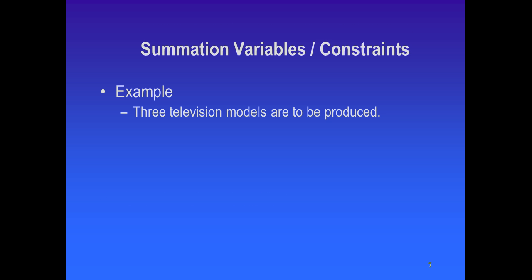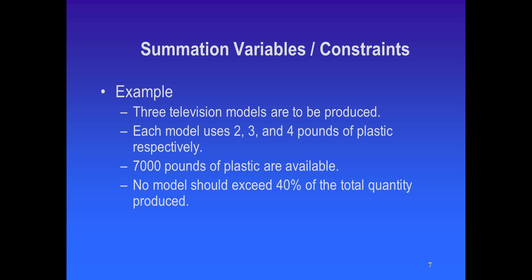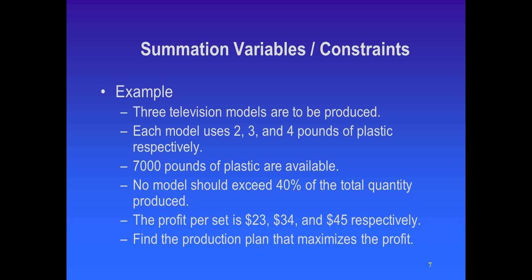Okay, so let's take a look at an example. We're making 3 television models. Each model uses 2, 3, and 4 pounds of plastic, respectively. We have 7,000 pounds of plastic available. No model, and this is given to us by the marketing people, should exceed 40% of the total quantity produced. The problem is, I haven't decided what the total quantity produced is. If I knew it was 1,000, I could say everything has to be produced less than 400. I could hard code 400. But I don't know what the total quantity produced is. It also gives me the profit per unit: 23, 34, and $45 respectively.